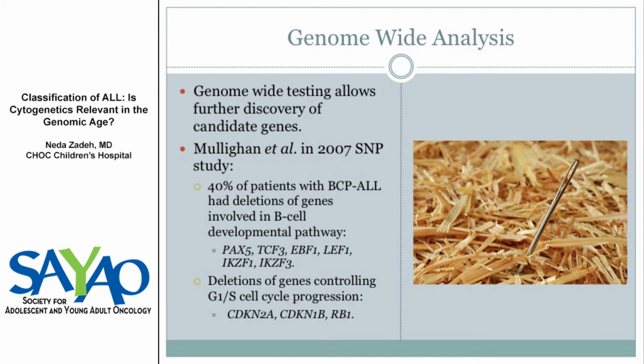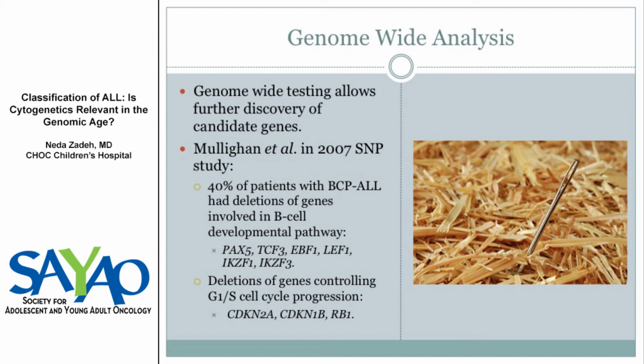And I wanted to touch a little bit on genome-wide testing. Array CGH, as I had mentioned, had illustrated that genetic lesions driving leukemogenesis often occur at the submicroscopic level. And so Mullighan et al. in 2007 showed that the detection of minute changes in copy number by SNP arrays led to the important discovery that disruption of genes involved in normal B-cell development and differentiation played an essential role in leukemogenesis.